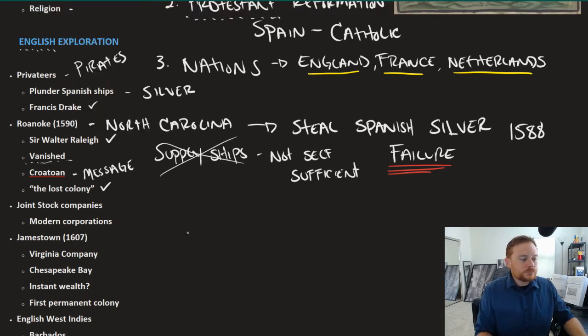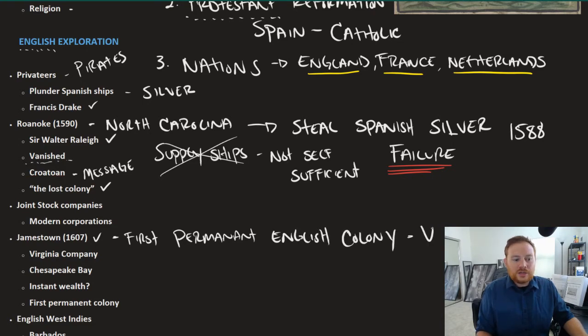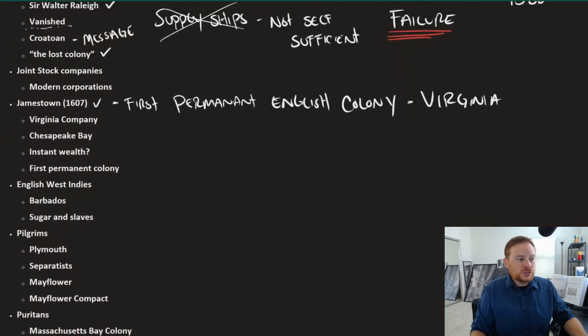However, England does eventually establish their first permanent colony, and that was with Jamestown. So we want to identify Jamestown as the first permanent English colony. And this is modern day Virginia, right? Modern day Virginia. So we can see that.